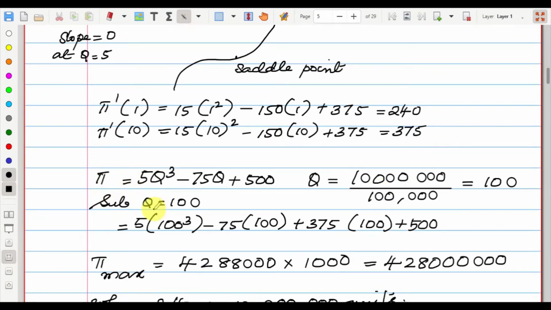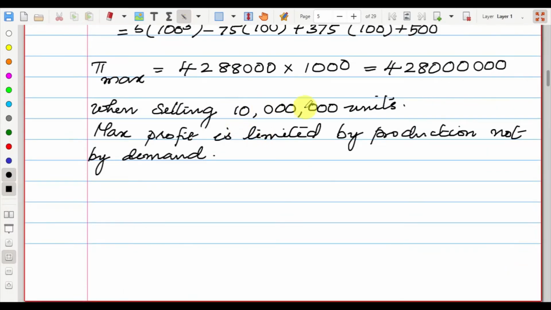So pi equal to, substituting the value of q, we will get q equal to 100. From this we got 100. So substituting the value of q in this pi, we will get this equation: 5 into 100 cube minus 75 into 100 plus 375 into 100 plus 500. So pi max equal to, you will get this one. So when selling this much units, maximum profit is limited by production, not by demand.